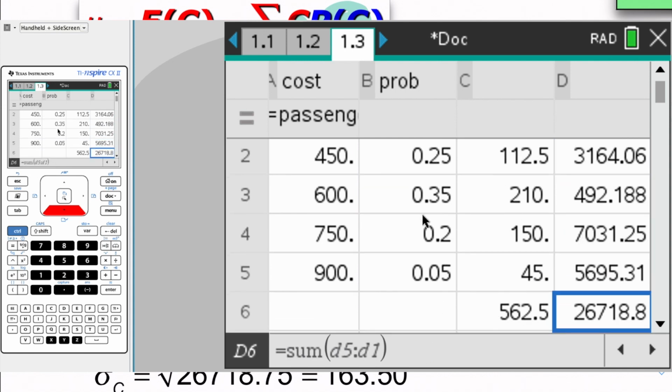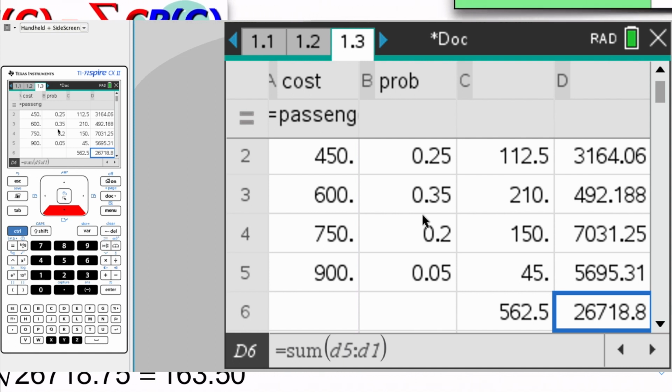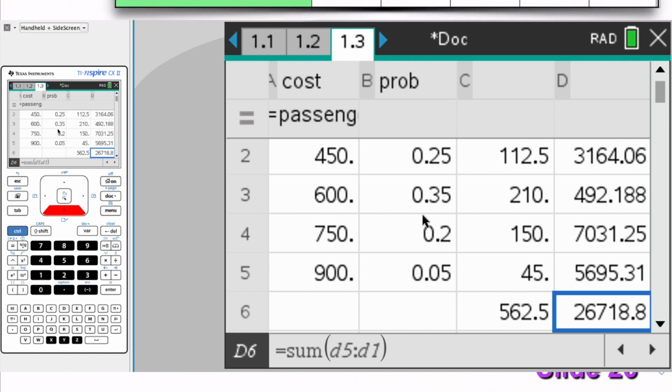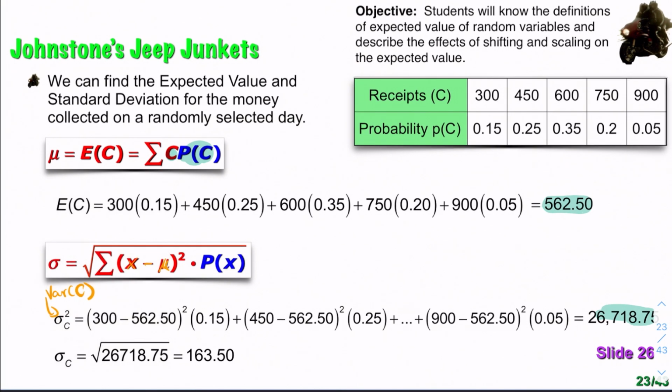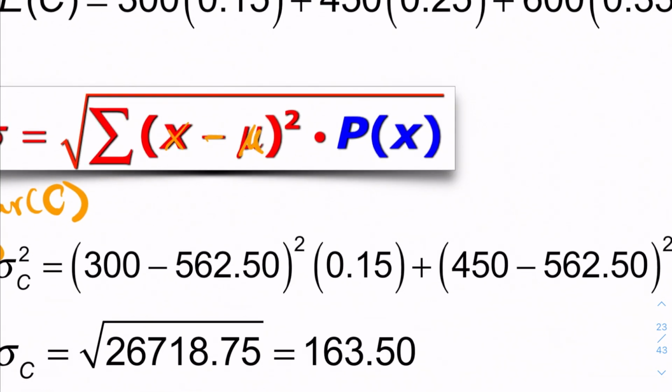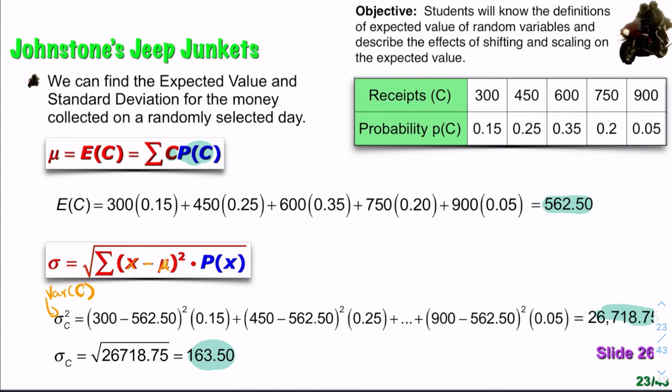I get $26,718.75. Let's make sure I'm on the highlighter mode. Now, if I take the square root of that, I get $163.50.